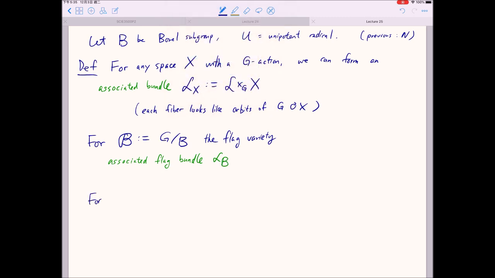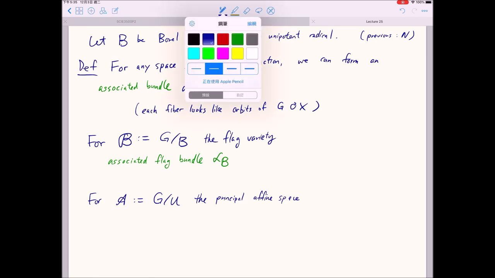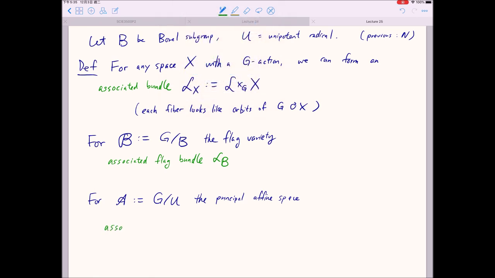And for the unipotent radical, we also have the principal affine space. Then the associated bundle will be known as the associated principal affine bundle, which is denoted by L of A.